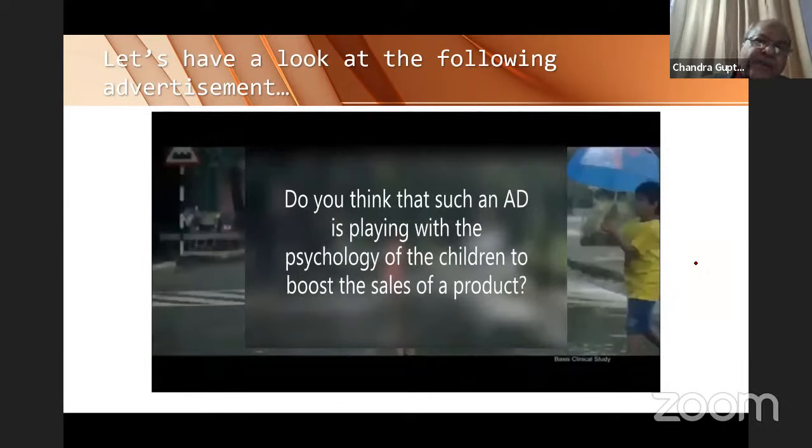The research issues which have been raised in this context: do you think that such an ad is playing with the psychology of the children to boost the sales of a product? Anyone? What do you think? Is it worth investigating? Yes, Madhu. Those who are working in the area of marketing and advertisement, do you think we should encourage such kind of advertisements, and are they really effective in affecting the psychology of the children and thereby boosting sales? That is something we have to think about, and maybe some would like to work on this kind of problem.